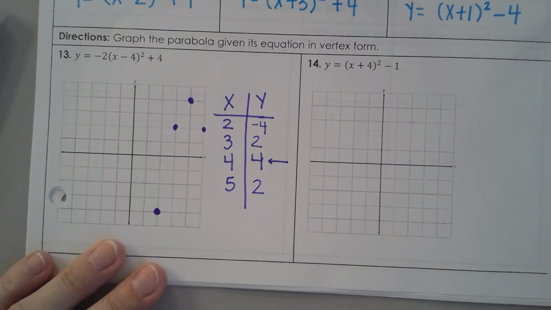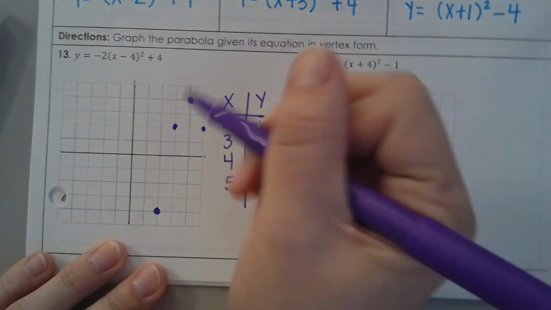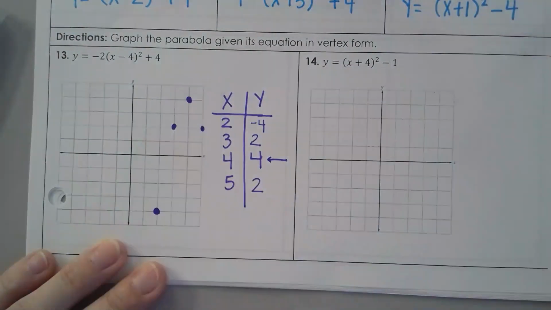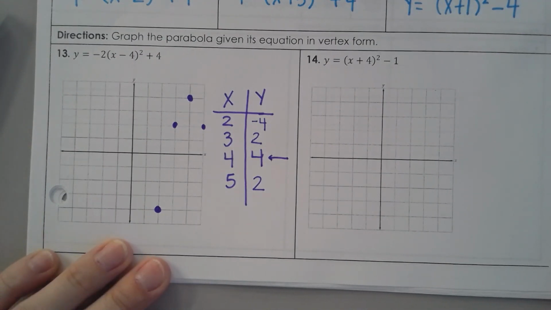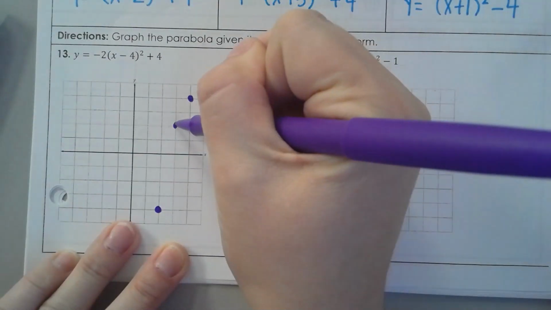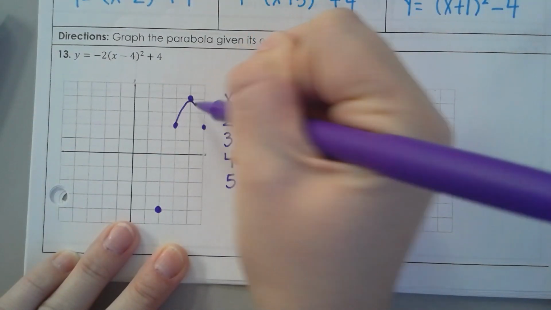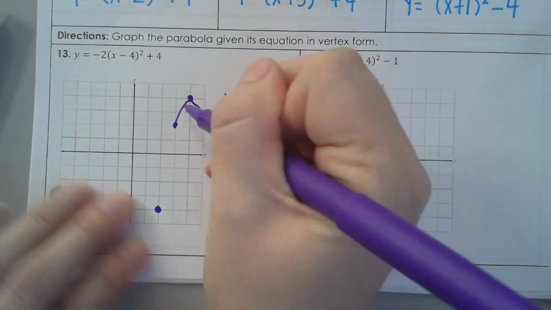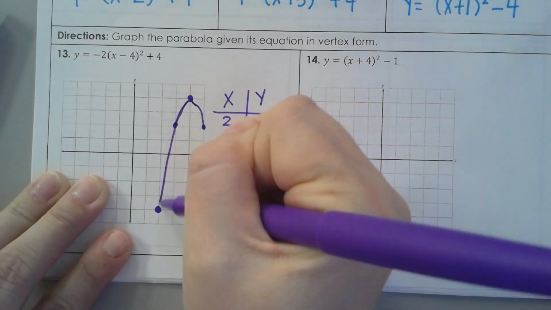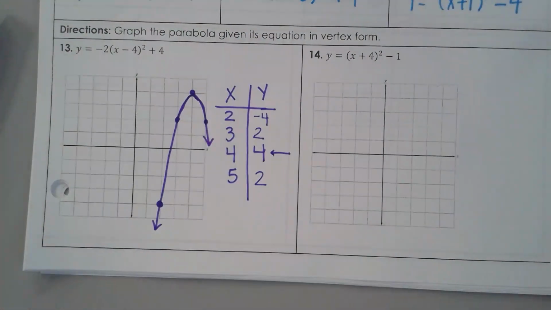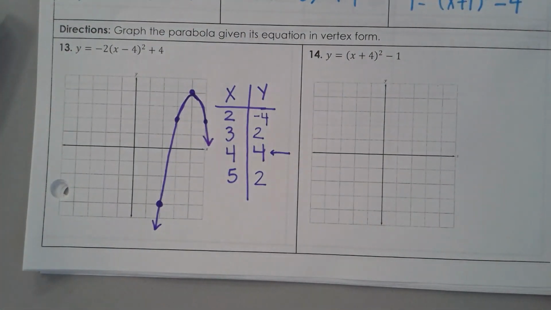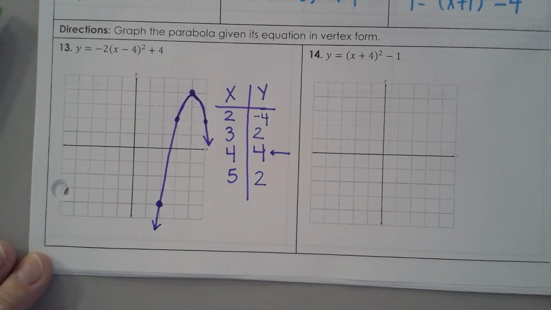A parabola is not a V shape, so when you draw it, do not draw a harsh V. They're not the easiest to draw and make look awesome because you can't use a ruler since they're curved. So just do the best you can. And it looks something like that.